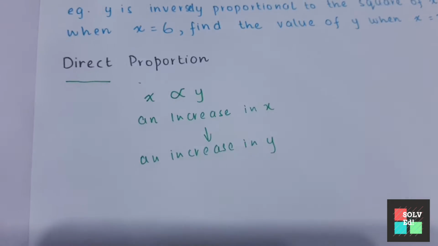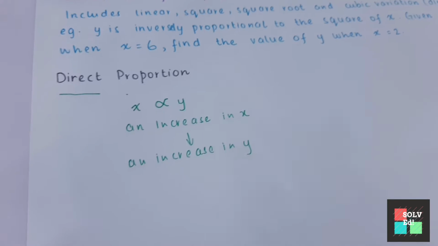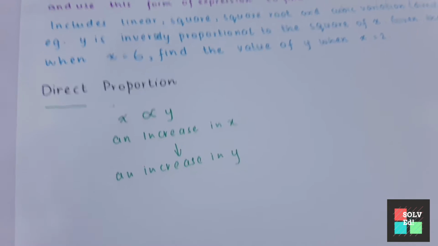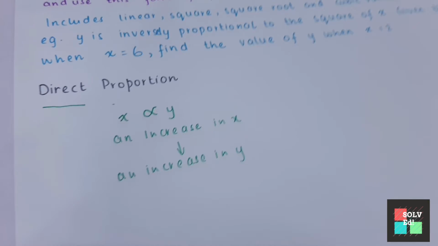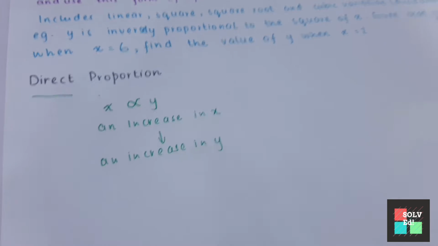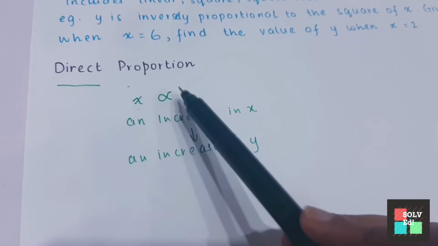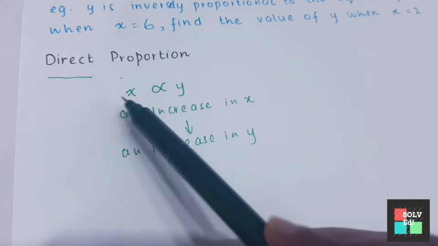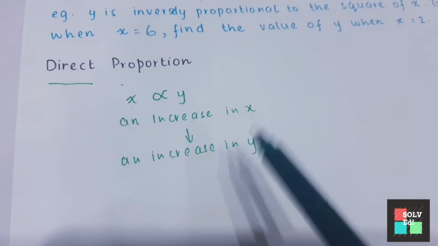Well, direct proportion is a relationship of two variables, two things that we're considering, that when a change occurs to the first variable, say x, the same change is going to occur to the second variable, y. So if I say that x is directly proportional to y, we use this symbol here for proportion, there will be a similar change in y as well.